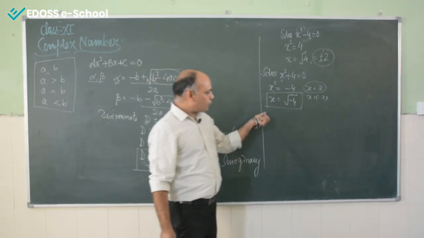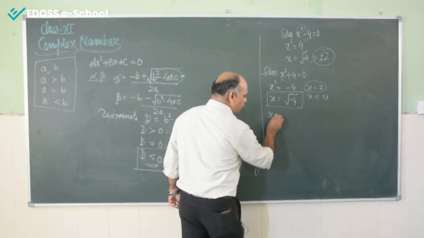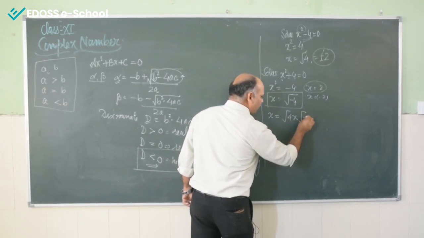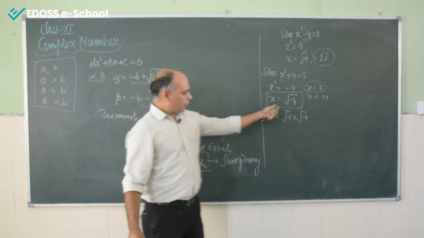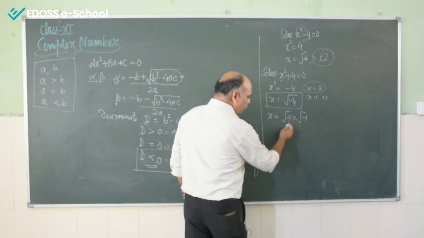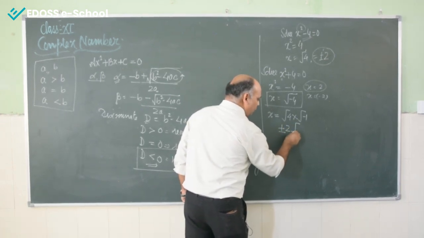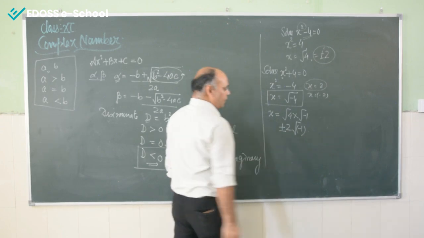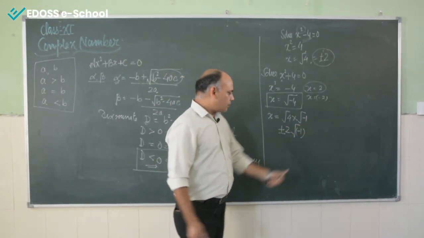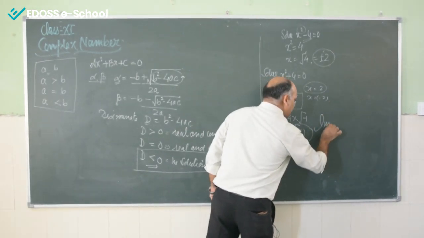That means how you have to define it. This can be written as x is equal to under root of 4 into under root of minus 1. What is the value of under root 4? That will be equal to plus minus 2. So x will be equal to plus minus 2 under root of minus 1. Then this under root of minus 1 is known as an imaginary number.